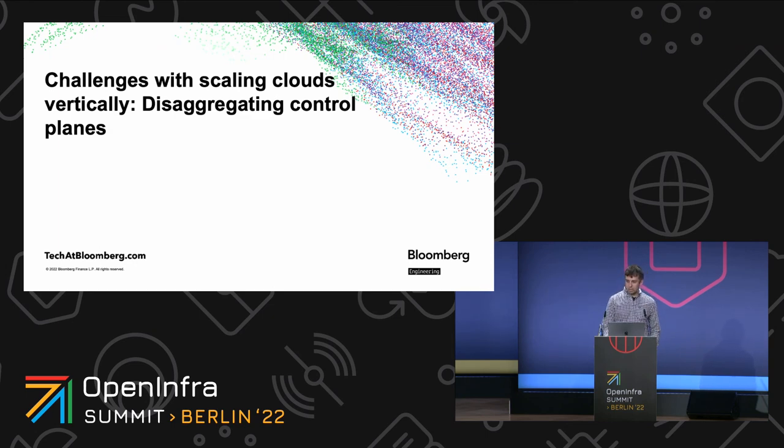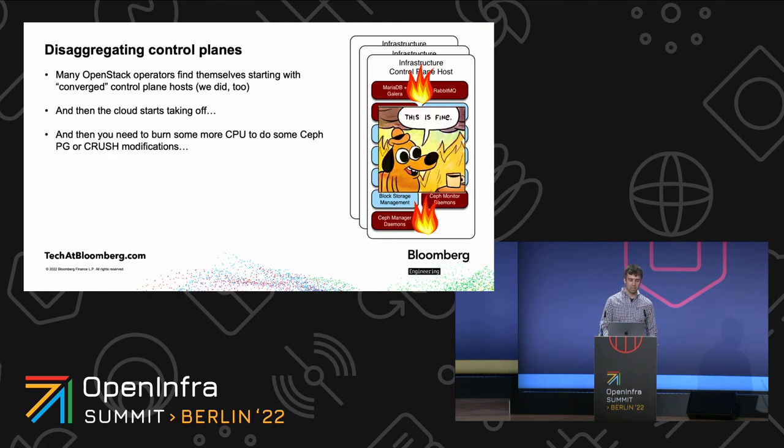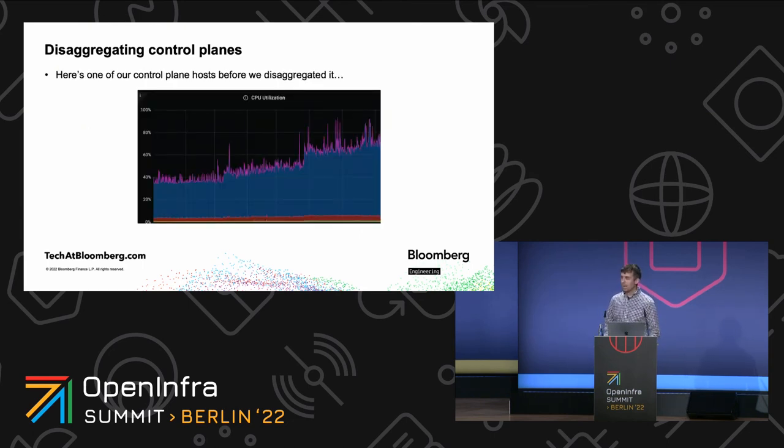Scaling things vertically, so disaggregating your control plane. A lot of people new to OpenStack will start out like this, like we did. People start using your cloud, it gets hot, and then you start doing some Ceph work, maybe some other services on your control plane get hot, and it starts kind of blowing up. This is exactly what happened to us.